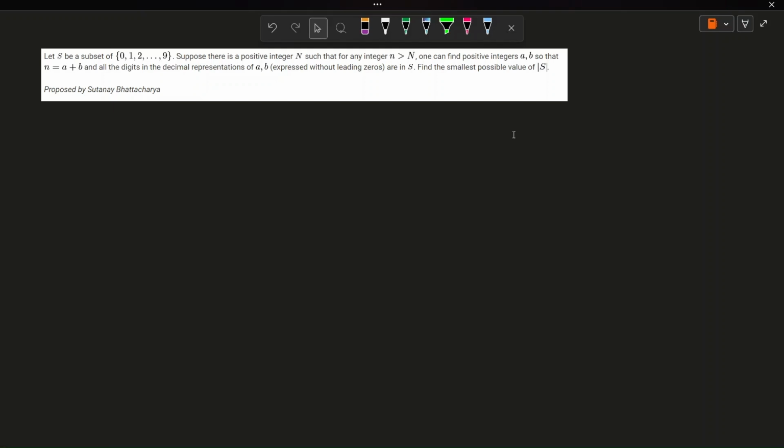So basically a number theory problem states: let S be a subset of {0, ..., 9}. Suppose there is a positive integer N such that for any integer n greater than N, one can find positive integers a, b so that n equals a plus b and all the digits in the decimal representation of a and b are in S. Find the smallest value of |S|. So this is the problem statement.